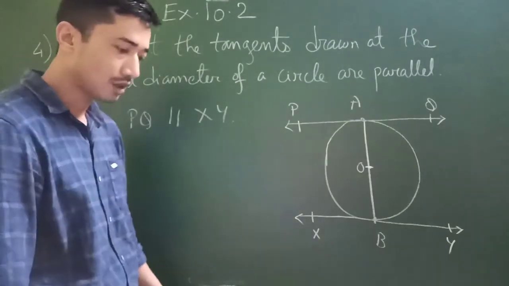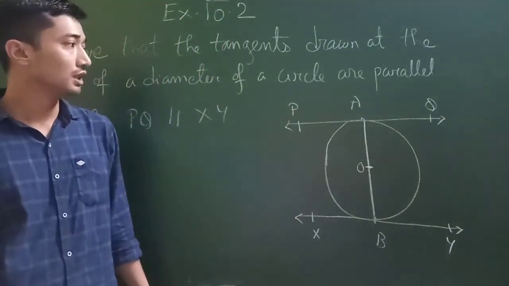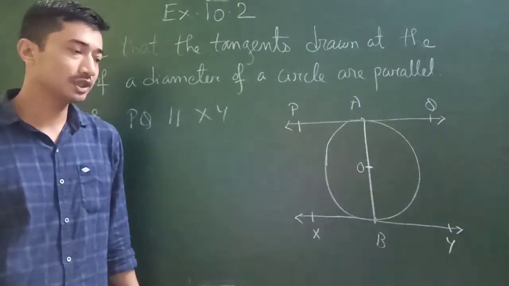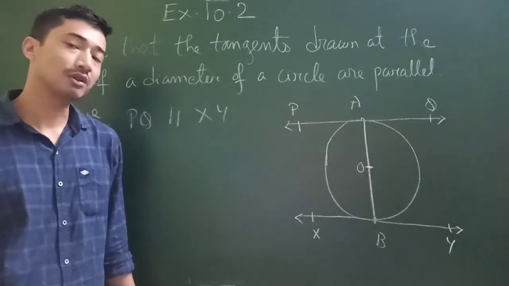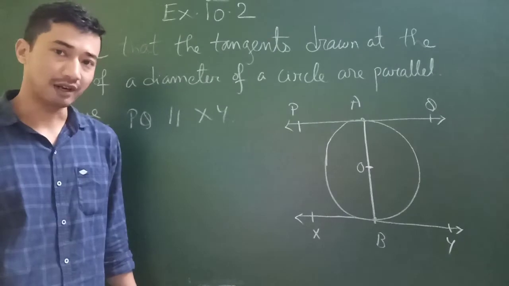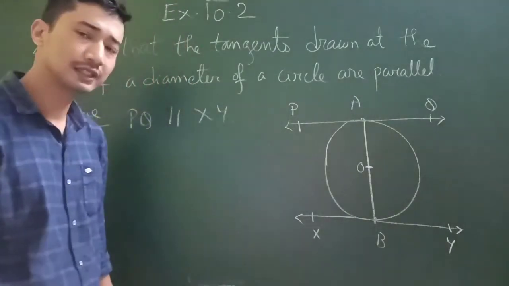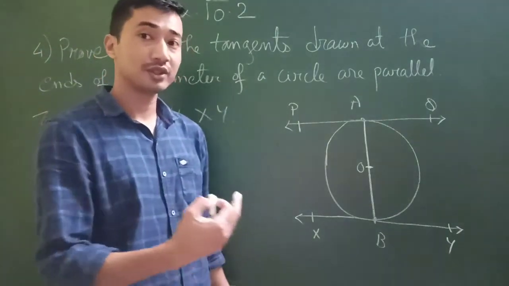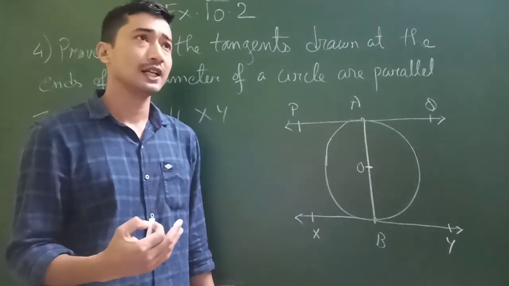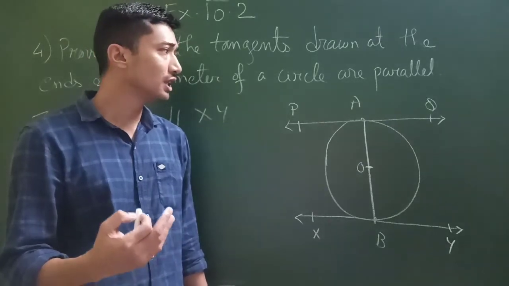How shall we prove this particular theorem? We are supposed to prove that PQ is parallel to XY. So how do we generally prove that lines are parallel? There are many ways to prove that lines are parallel, isn't it? I hope you have the concept of alternate angles, corresponding angles, and Euclid's theorems.